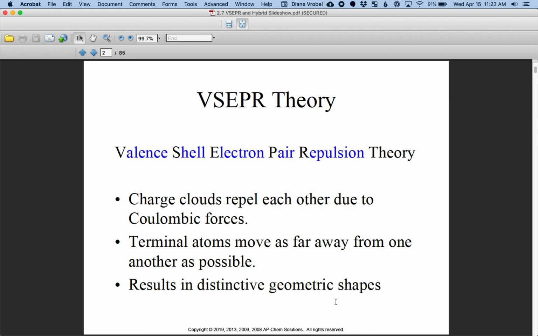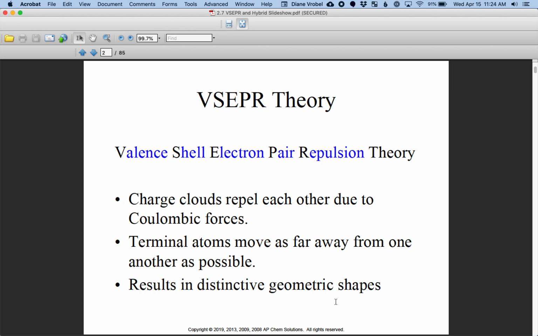Now, VSEPR, which is short for valence shell electron pair repulsion, what we've found as chemists is that the atoms will arrange themselves accordingly to reduce repulsion. So the whole goal with a molecule is to find the sweet spot for the atoms to reside so that way you don't have repulsion between electron clouds.